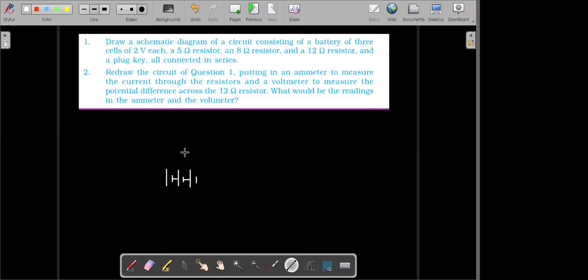Okay, got it. So you can draw and redraw the circuit of the previous question 1, putting in an ammeter to measure the current through the resistors and a voltmeter to measure the potential difference across the 12 ohm resistor. What would be the readings in the ammeter and voltmeter? So you have to tell the reading of the ammeter and voltmeter. Now calculate the reading of the ammeter and the voltmeter both.